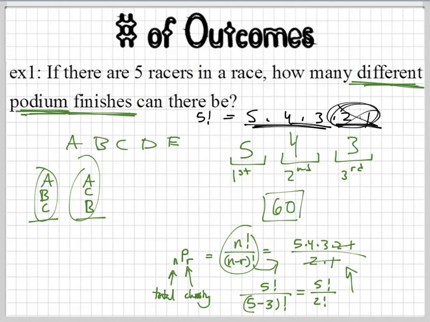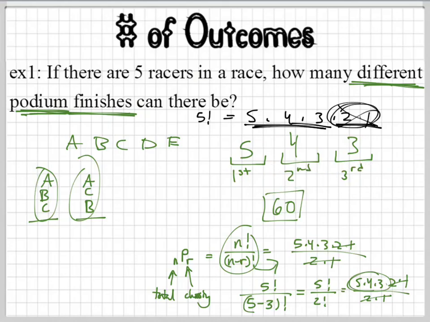Does that make sense? I'm trying to work backwards to help you guys understand it. And so then on the top, you would write it out. You go 5 times 4 times 3 times 2 times 1. And you write it out just so you can see, oh, look, I can cross those out. I get the same thing as this right here.